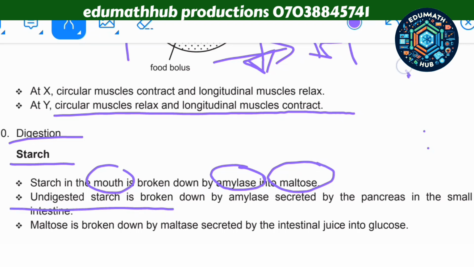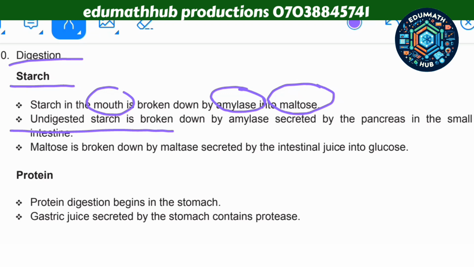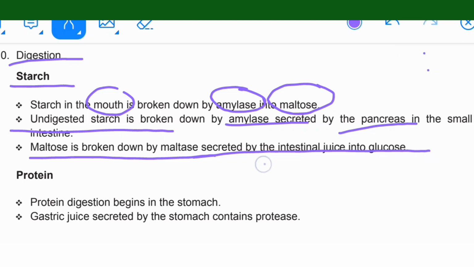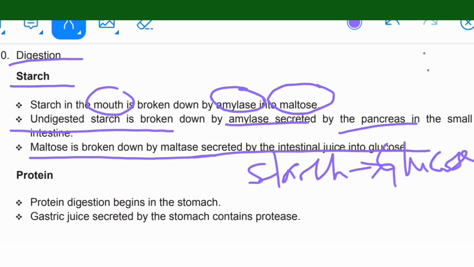Some of it will escape, but once it escapes, it moves to the small intestine, where the pancreas will release amylase again to break down the undigested starch. Then after all the starch has become maltose, the maltose is broken down by maltase, which is secreted by the small intestine, and it converts the maltose into glucose. So the end product of starch digestion is glucose. So take note of that. You might be asked in the exam.